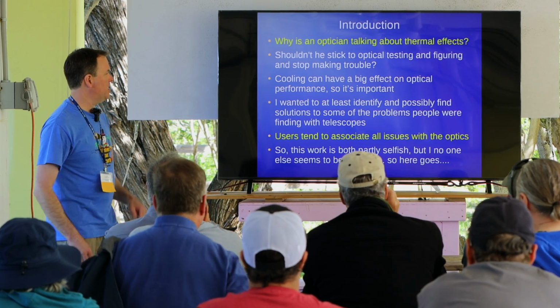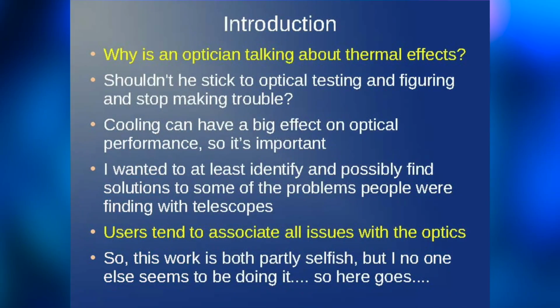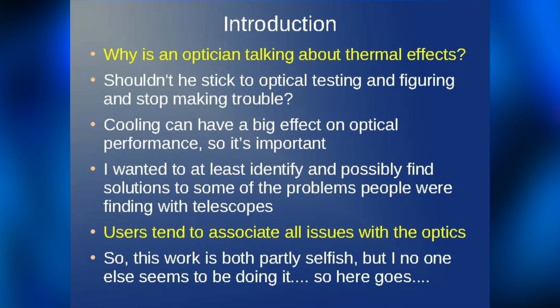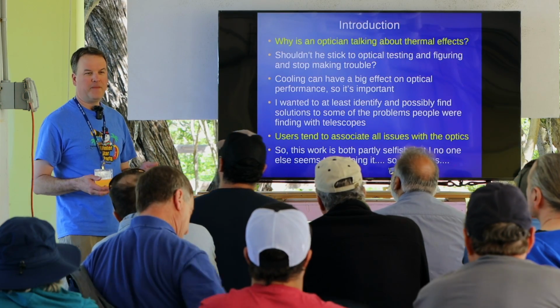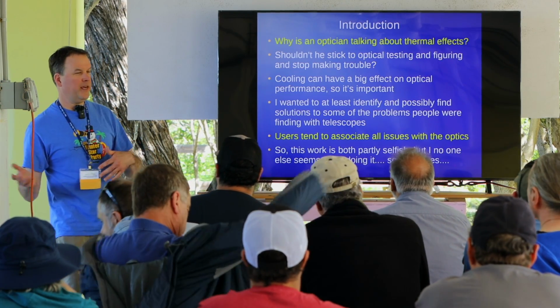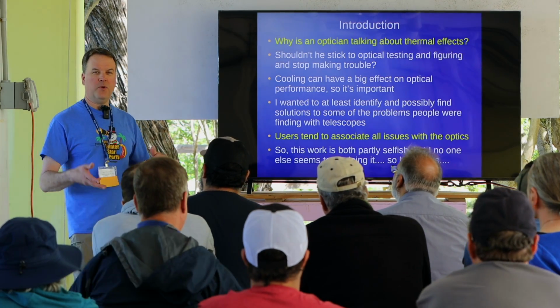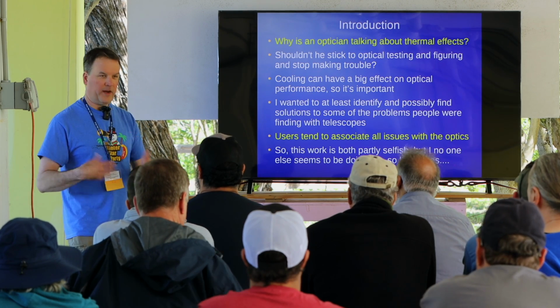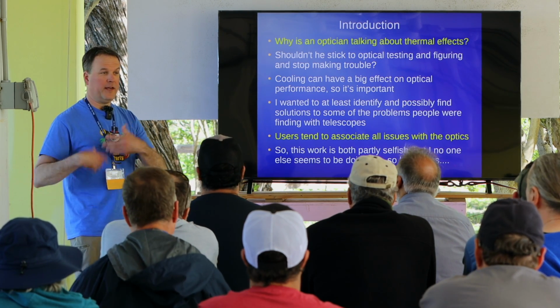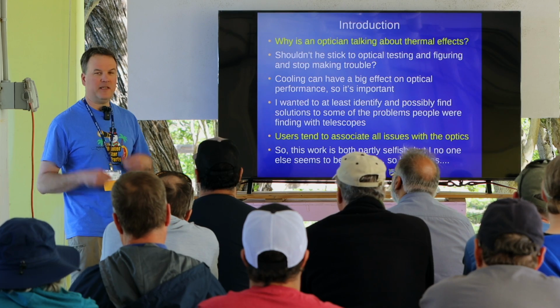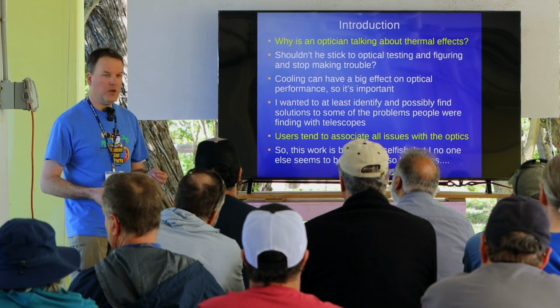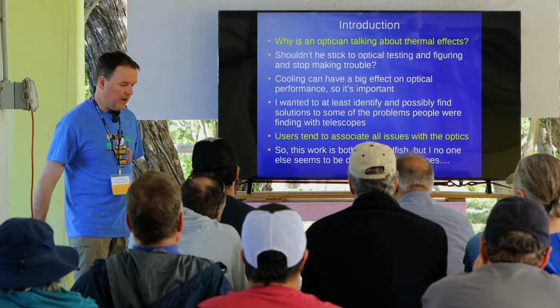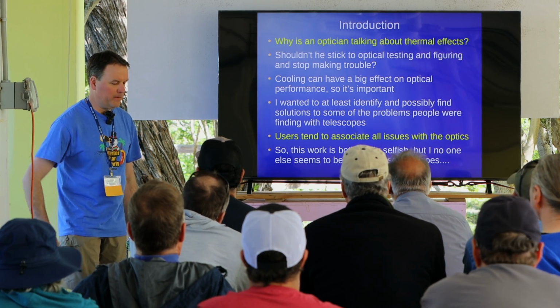So why is an optician talking about thermal effects? Well, it's because I get blamed when things go wrong in telescopes, naturally. So it's entirely selfish. I'm the first person they call. By a strange coincidence, I've had to learn what goes wrong in telescopes, and I help people debug them. If I'm working with a client on a telescope, that's part of what I do. I give them advice about how to use the optics and maximize their performance. So pretty much covering my butt by figuring out what exactly is happening.